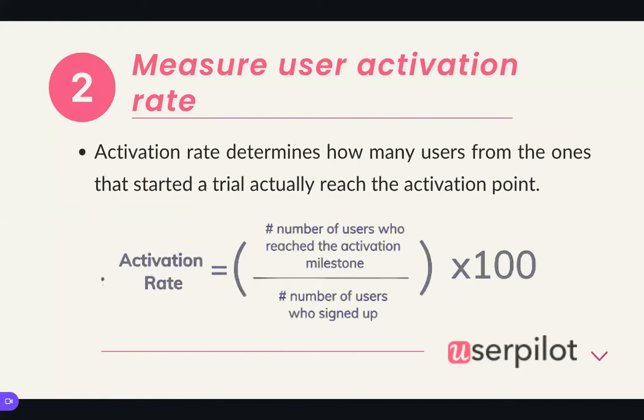Okay, the second step, after we define the jobs to be done, we need to make sure we know how to measure the user activation. Basically, to measure the user activation, you determine the number of users who reach the activation point that you set up, divided by the number of users who actually signed up for your product, and multiply by 100. Here you get the activation rate.